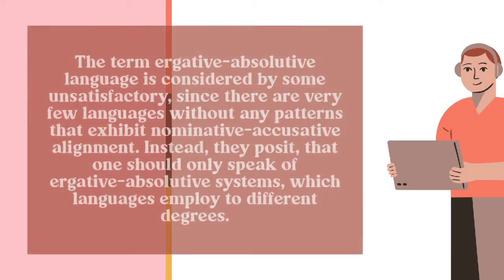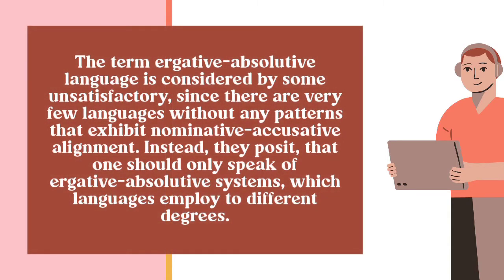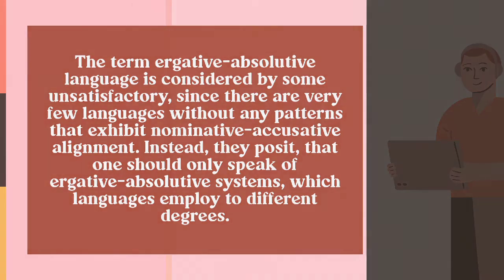The term Ergative Absolutive language is considered by some unsatisfactory, since there are very few languages without any patterns that exhibit nominative-accusative alignment. Instead, they posit that one should only speak of Ergative Absolutive systems, which languages employ to different degrees.